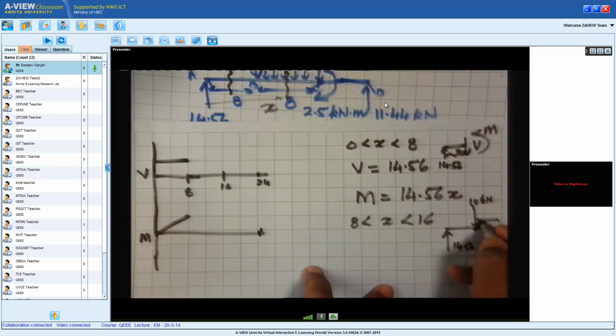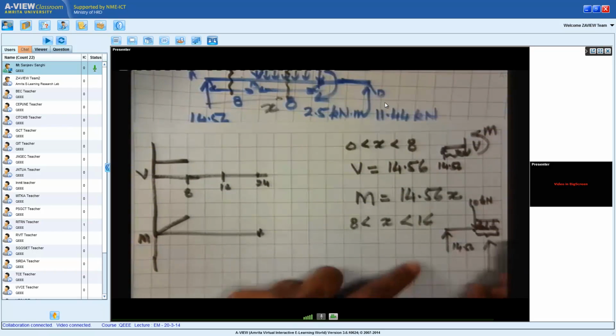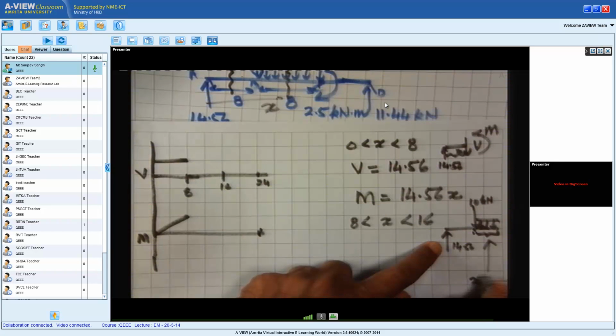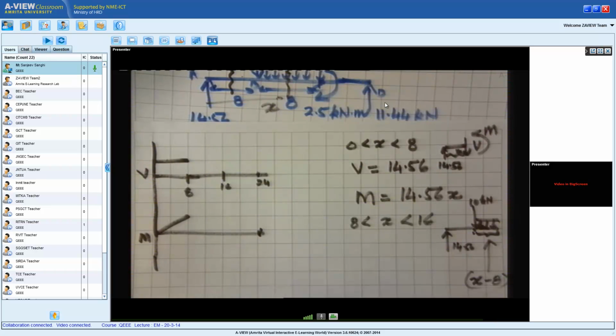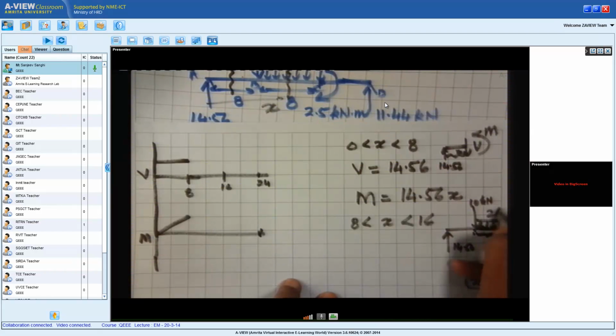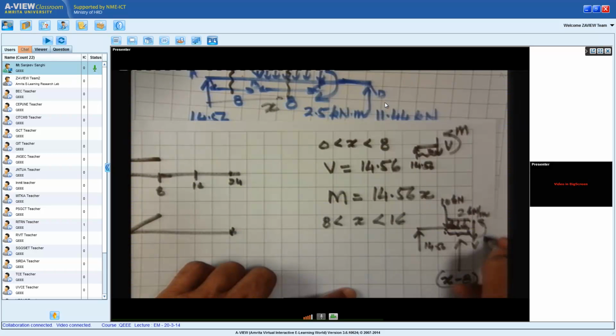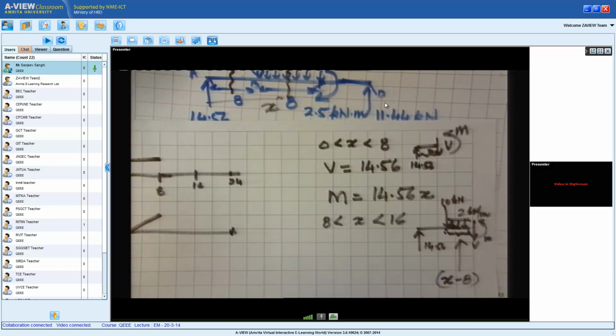Now what I have is a distributed load which is acting not along the full length, only along this length. What is this length? The total distance is x, this distance is 8, so this length is x minus 8. I hope that is very clear to all of you. And this force was 2 kilonewtons per meter. So now, having drawn this free body diagram, the shear force and bending moment will look like this. There is a V and there is an M.